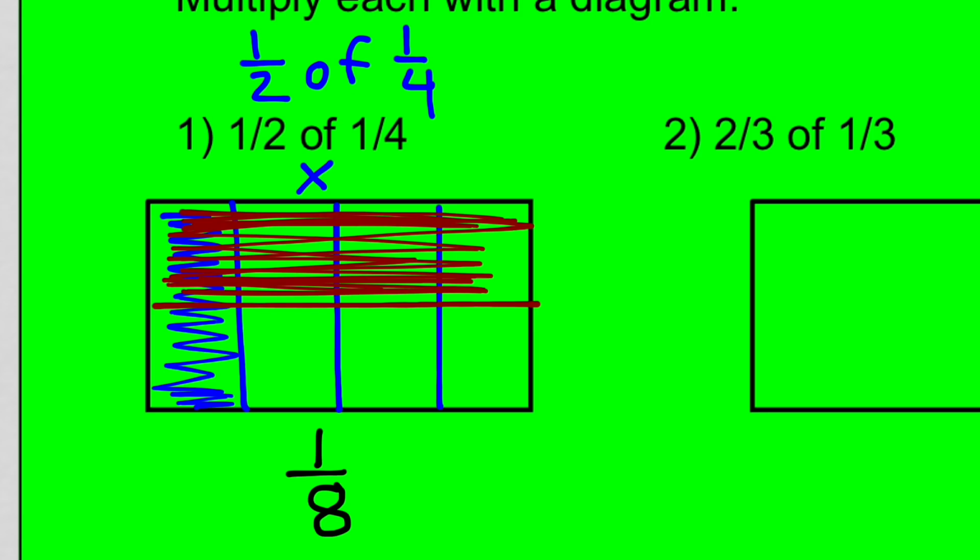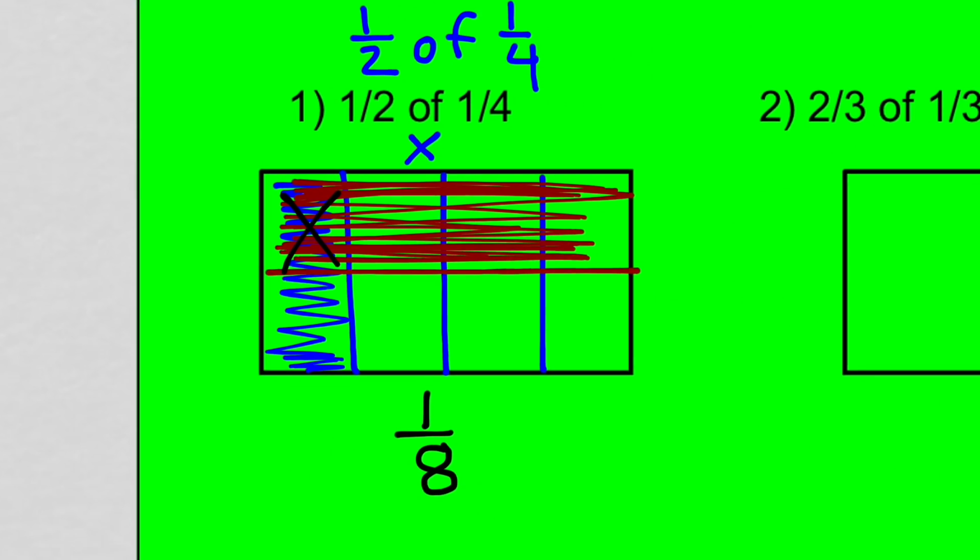If you look, we have 1, 2, 3, 4, 5, 6, 7, 8 squares. That's how you get the denominator of 8, and it's also 2 times 4. Then the number of squares that show overlap of red and blue is just one of them. I'll put an X through it. That's how we get the answer of 1, which is 1 times 1. That's the overlap of 1/2 of 1/4. The blue part is 1/4, and the red part is 1/2 of 1/4, which is 1/8.